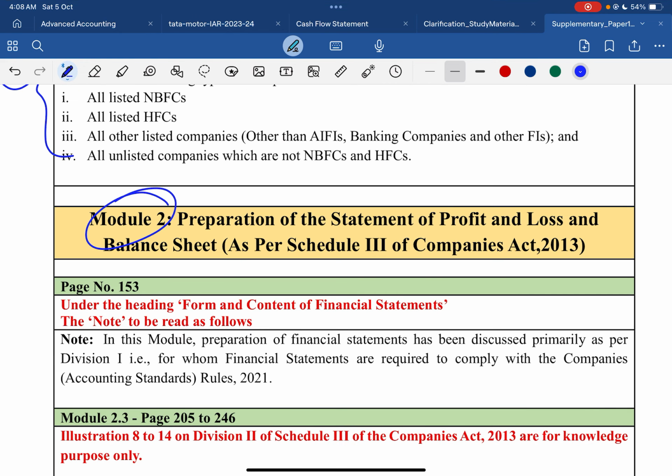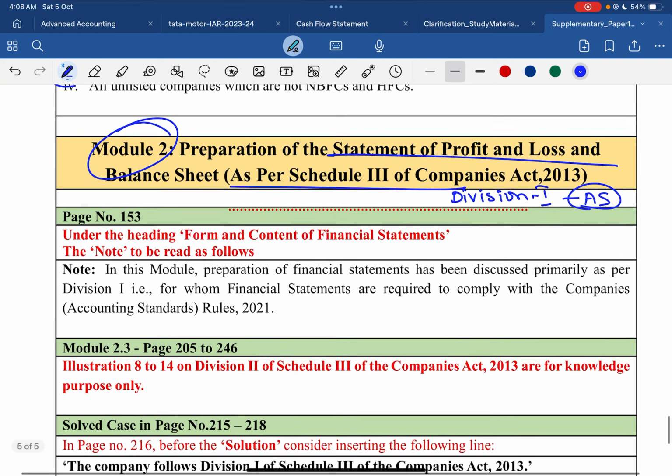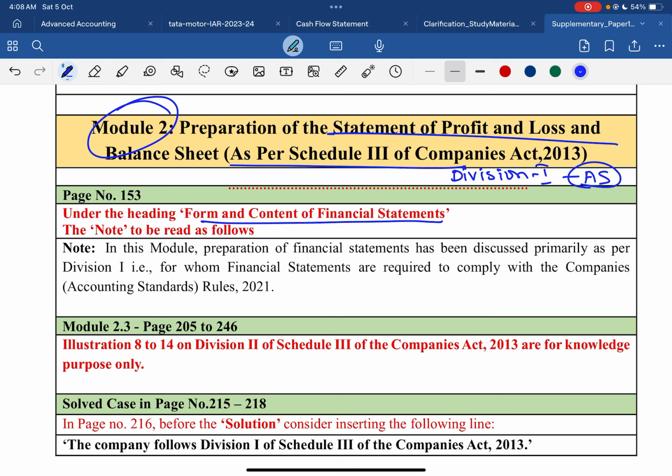Then come to module number 2, preparation as per Schedule 3. You are only going to study Division 1. What is Division 1, sir? Division 1 is related to accounting standards. Whoever Ind AS is applicable to will follow Division 2. Under this, forms and contents of financial statements, in page number 153, the note should be read: only Division 1 is applicable for exam, to be read with Companies (Accounting Standards) Rules 2021.